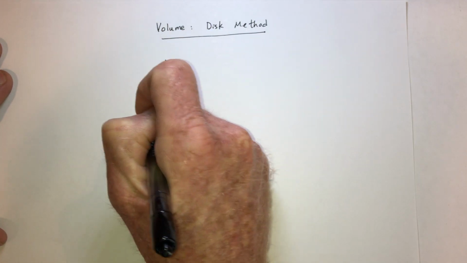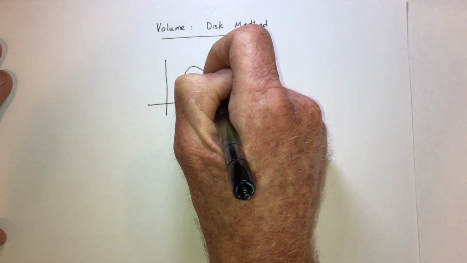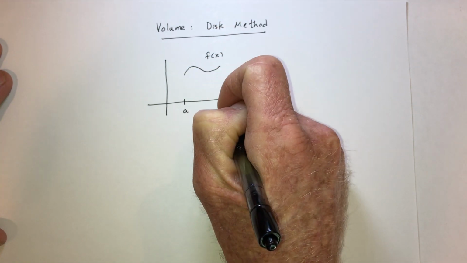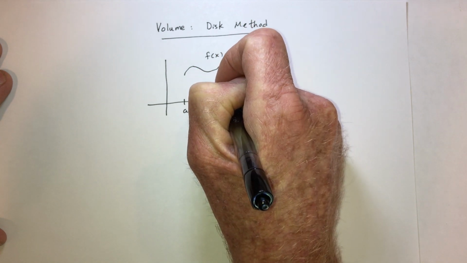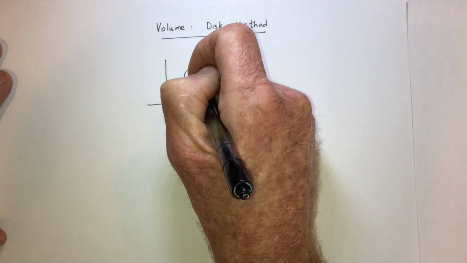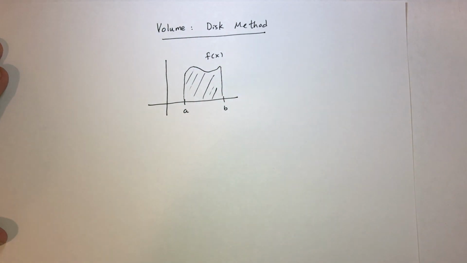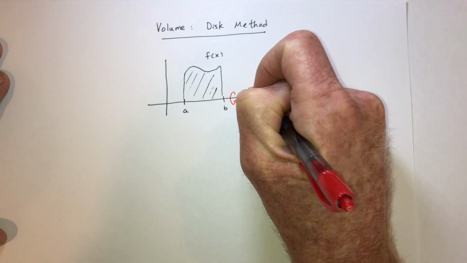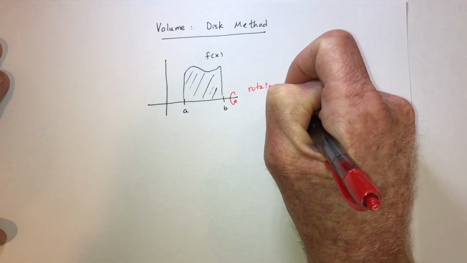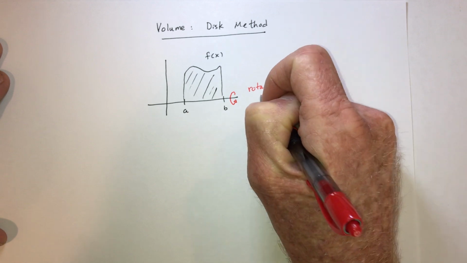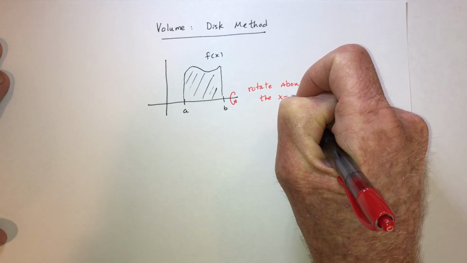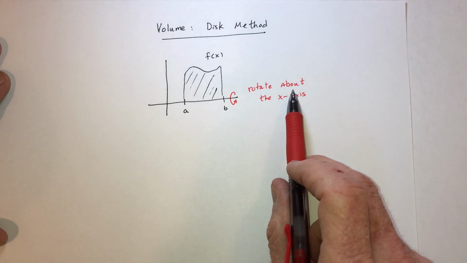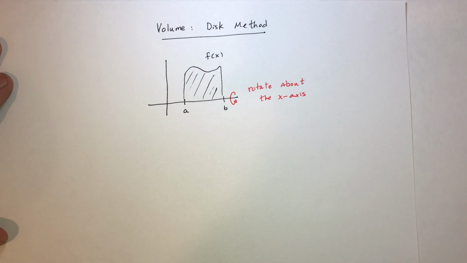So the idea is that you have some function, f of x right here, between, let's say, a and b, and then this is the area that's going to be rotated, and for this one, we'll rotate it on the x-axis. So rotate about the x-axis. I got so distracted with my about, I almost forgot how to spell axis.